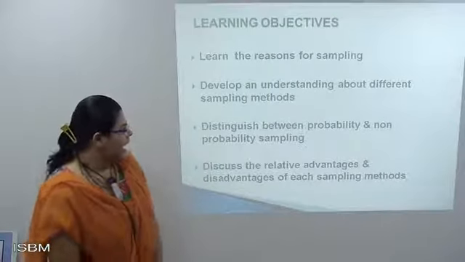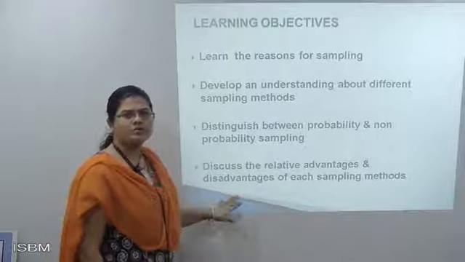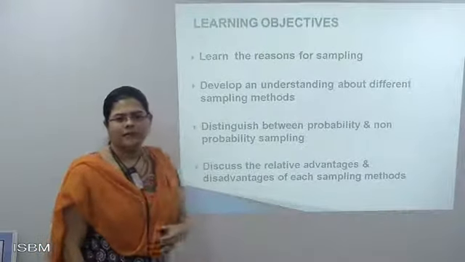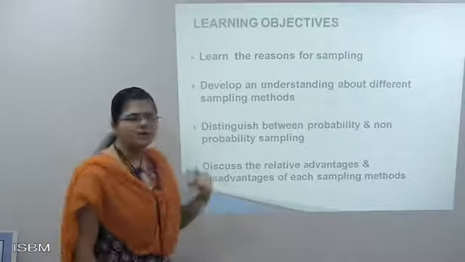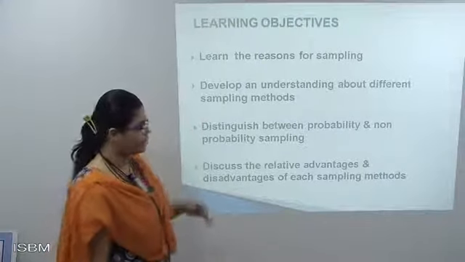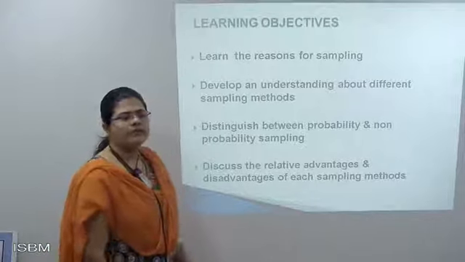Discuss the relevant advantages and disadvantages of each sampling method. In this, you will also learn what benefits you get if you use the sampling methods, and what limitations you get with the kind of sampling method you are using. So these are the different types of objectives, and that is why we do this with the help of sampling.